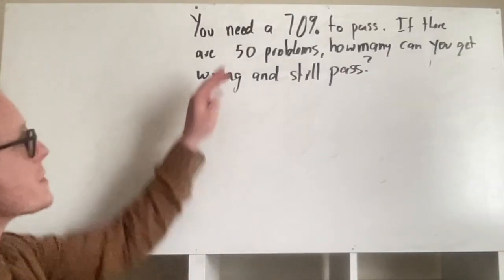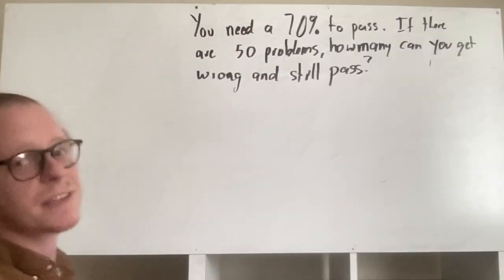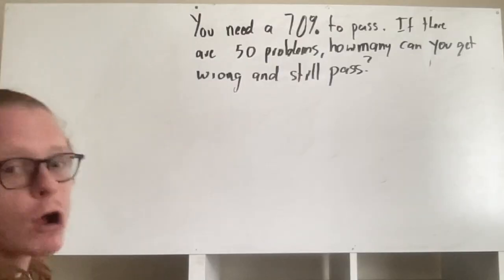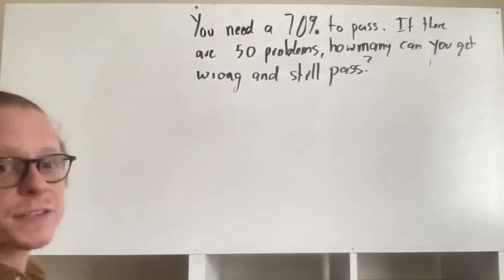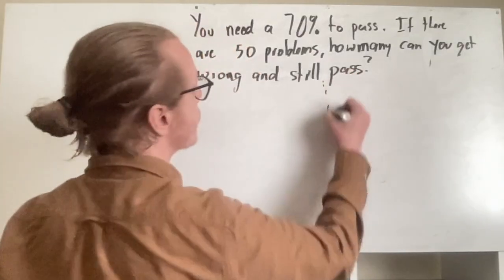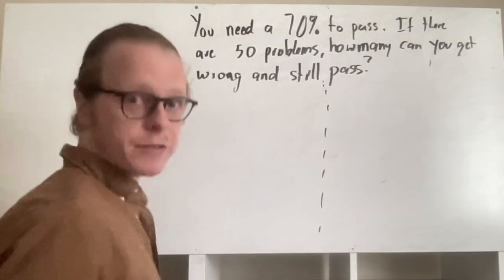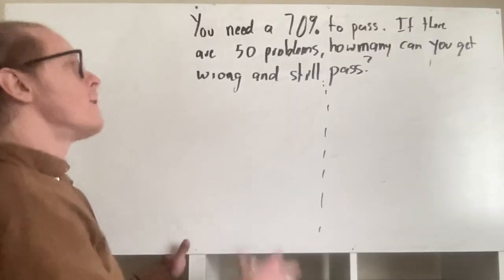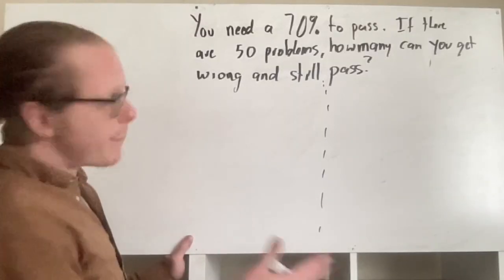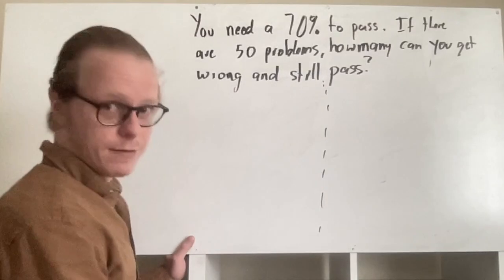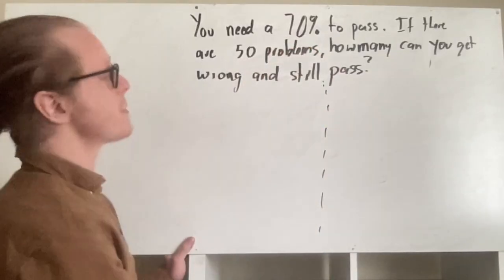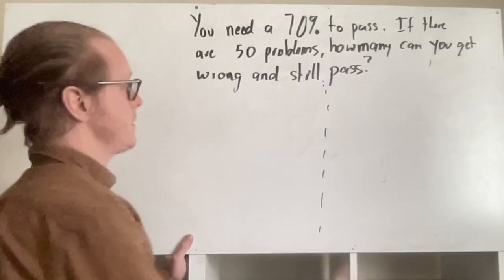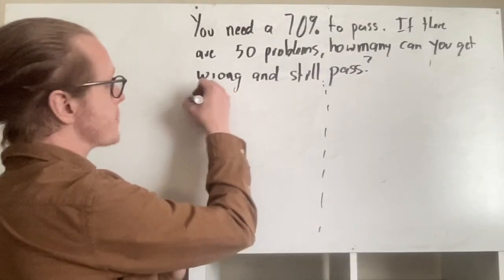Okay, so let's imagine you need a 70% to pass a test. If there are 50 problems on that test, how many can you get wrong and still pass? We're actually going to look at 2 different very related ways that we could solve this. Okay, so you need a 70% to pass. First thing we do is, okay, well, how many questions do I need to get right? Right? If I know I need 70% to pass, I could say, all right, well, let's just figure out how many questions I need to get right out of 50. And then we could take it from there. I'm sure we can answer the question.